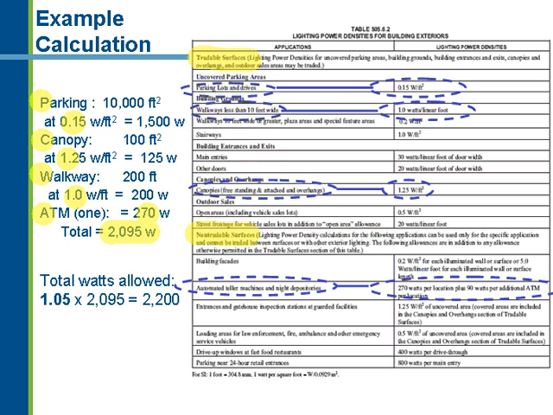And as we mentioned before, there is the 5% adder. Now, the 5% applies to both tradable and non-tradable wattage. So you take that total, multiply by 1.05, and you get a new allowed total of 2,200 watts. That's your base value that you need to comply with. You need to have exterior lighting that is that amount or less in order for you to comply.